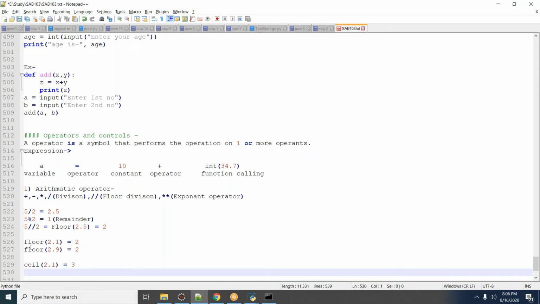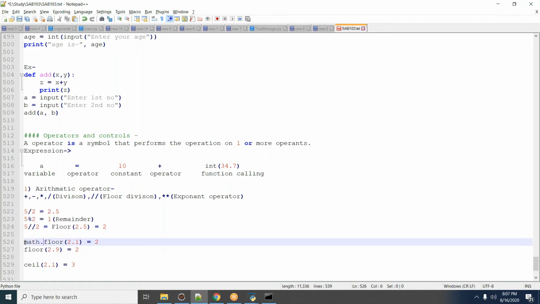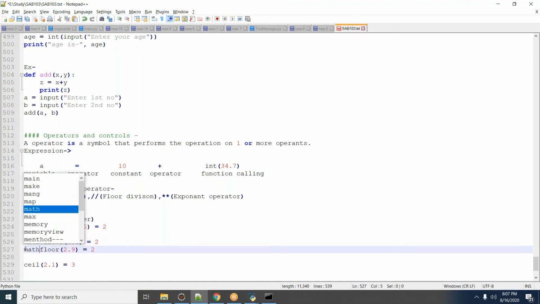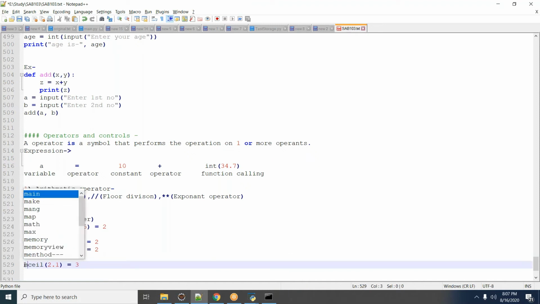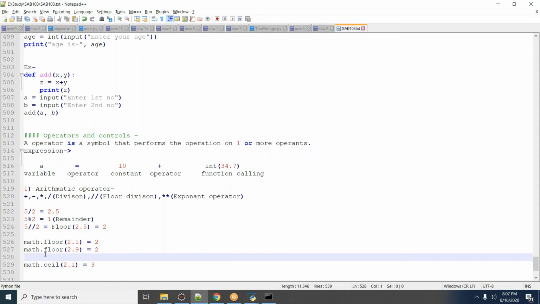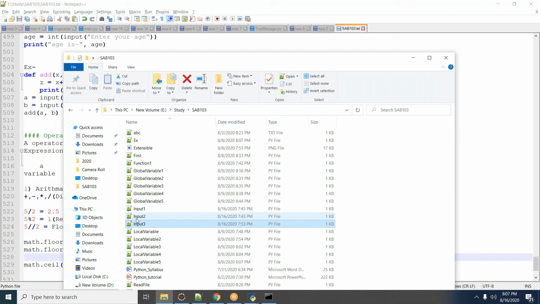So floor and ceil both are from the math module. First you have to import the math module, then only can you call the floor function. We plan to discuss the math module later, but many questions are coming from here, that's why we are discussing it now. No problem. So let me type math module 1.